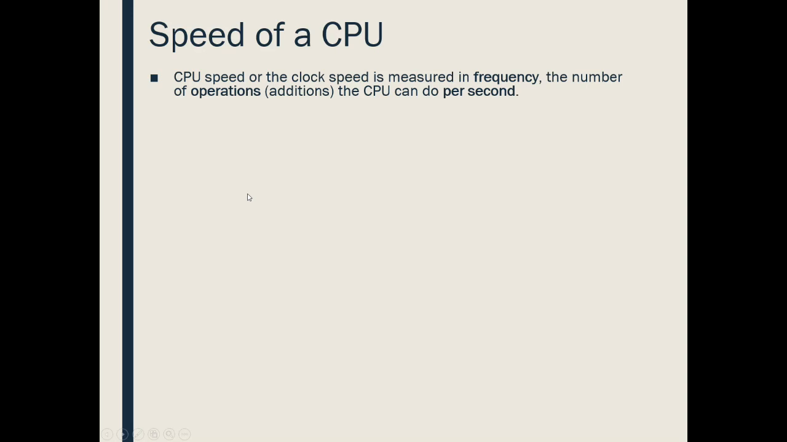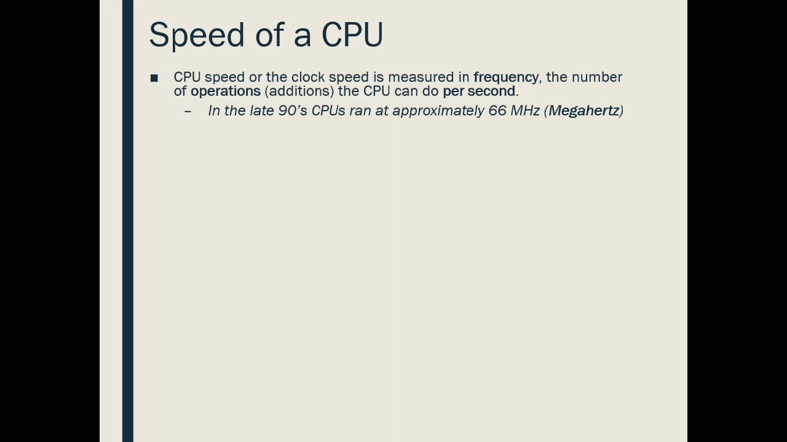Now the CPU, or the brain of the computer, the central processing unit, is measured in how many operations it can do per second. Right? So how many additions, for example, can it do per second? We call this measurement frequency. Now typically a CPU, we see it measured in hertz.